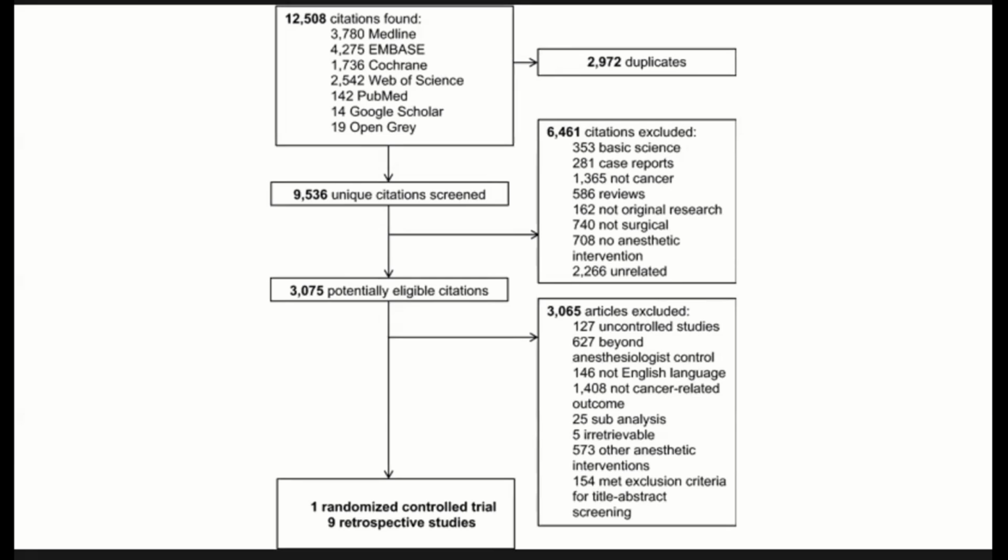You can see here that close to 10,000 unique citations were screened, and ultimately 10 studies were included in this meta-analysis. All 9 retrospective studies did have a Newcastle-Ottawa scale score of over 7, which does demonstrate good methodological quality and a low risk of bias. And the single prospective RCT included also had a low risk of bias for each domain that was measured.